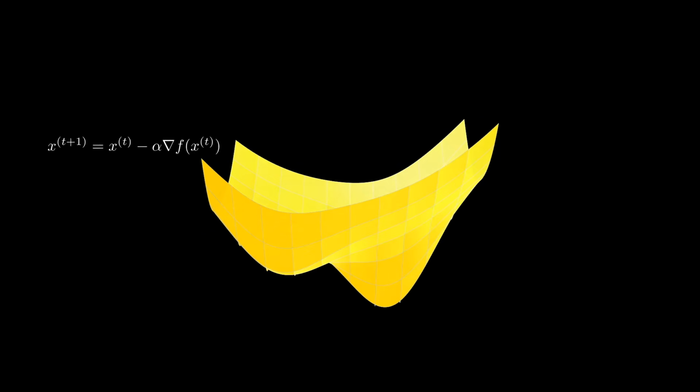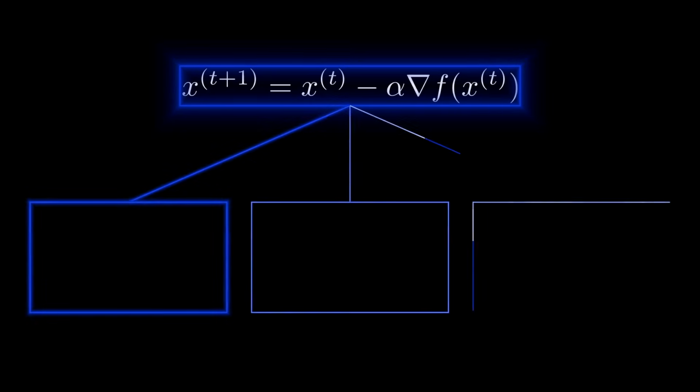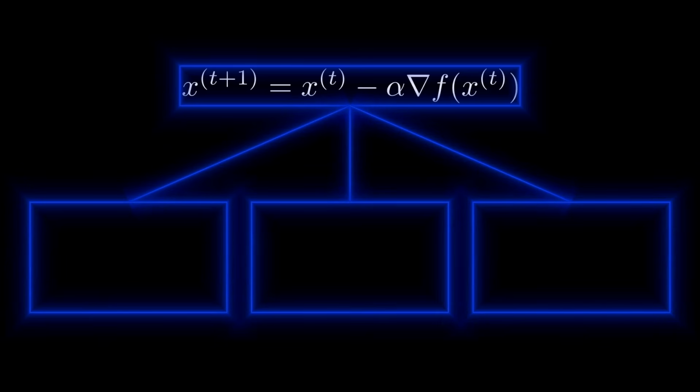Gradient descent is probably the most famous optimization algorithm in machine learning. And at first glance, it seems almost trivial. Take your current point, compute the gradient, and move a little bit in the opposite direction. But don't be fooled by its simplicity. This tiny update rule hides at least three very different ideas: a geometric one, a dynamical one, and an analytical one, all of which we will cover in this video.